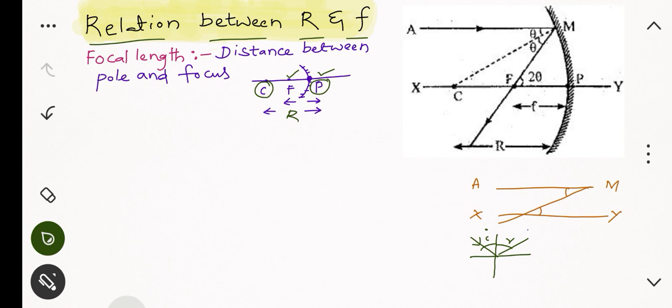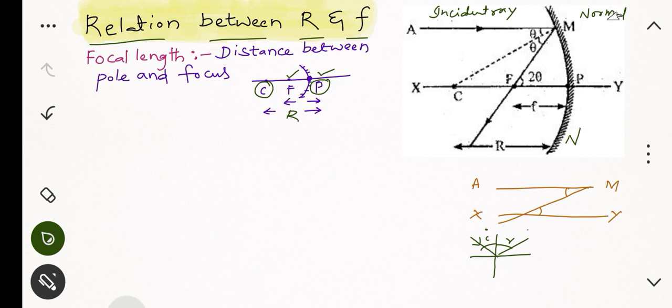We have to derive the relationship between radius of curvature and focal length. For that, let us consider a concave mirror MN. Here AM is the incident ray and MC is the normal.